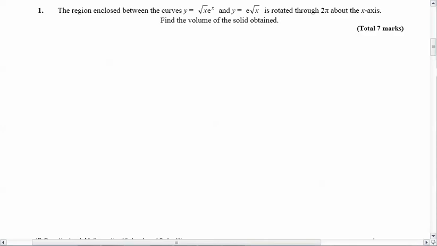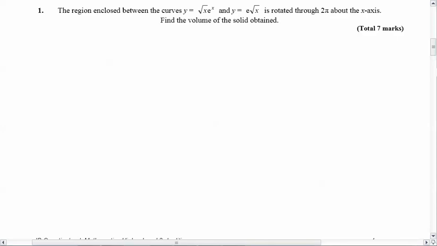All right, so this is an IB non-calculator question regarding volumes of rotation. We're going to take a region and rotate it around the x-axis. It says: the region enclosed between the curves y equals square root of x e to the x and y equals e square root of x is rotated through 2 pi about the x-axis. Find the volume of the solid obtained.